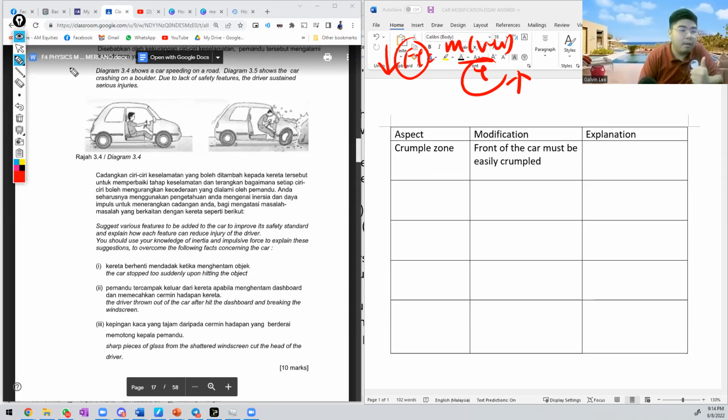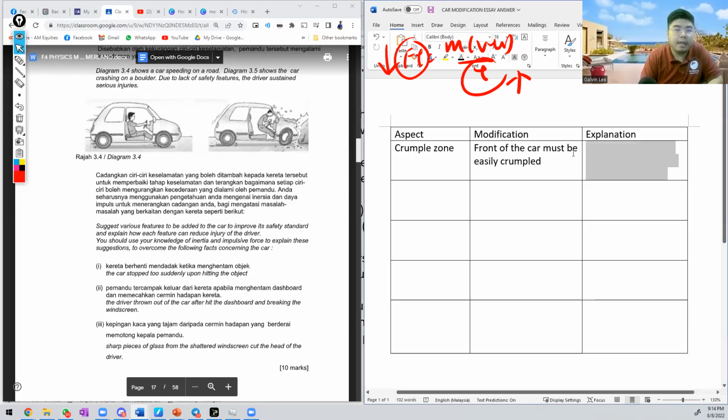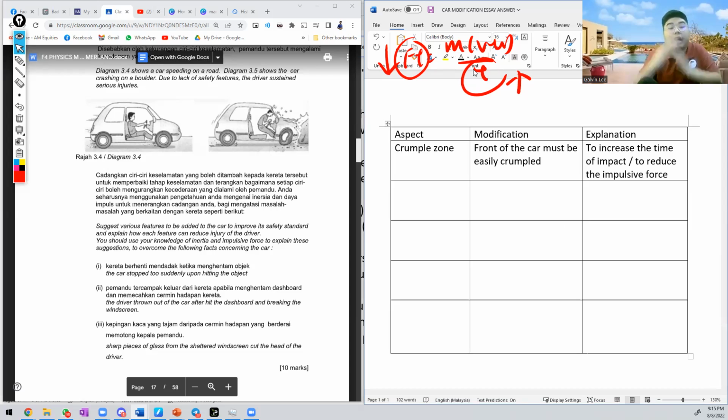But anyway, if you increase the crumple zone, what happened? You actually try to increase the time of impact. So you are talking about the T here. You are increasing the time of impact so that it takes more time to absorb the impulsive force, so that you will reduce the impulsive force on your body every second. You are still absorbing the same energy.